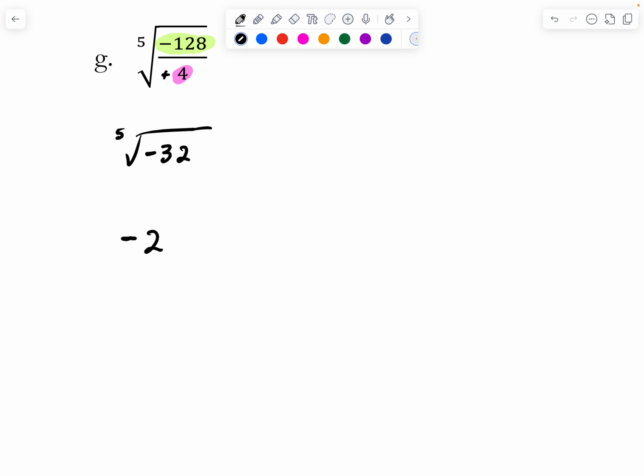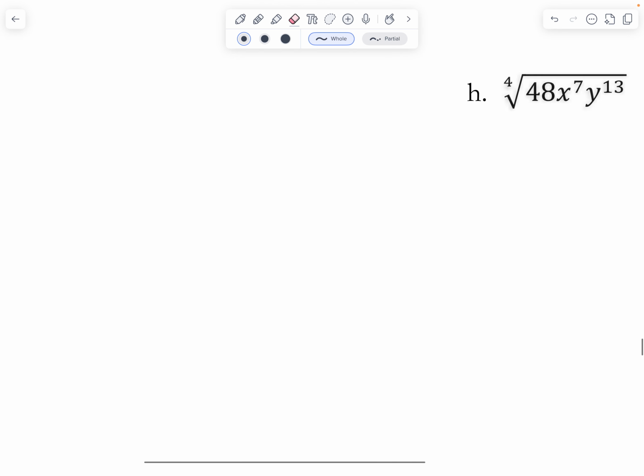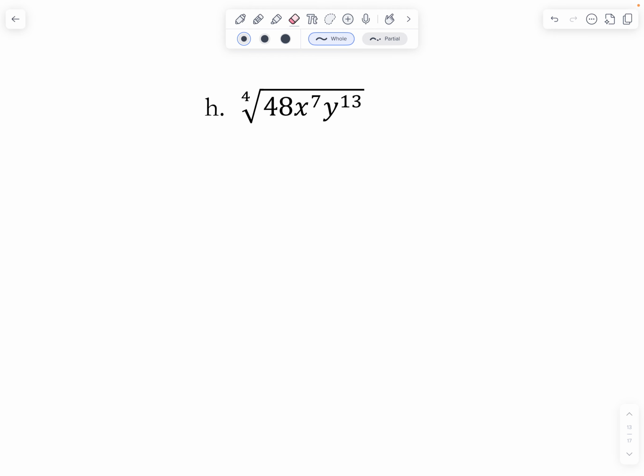And if you're having trouble with this, and you're like, whoa, there's a negative inside there, that's fine. Whenever the index is odd, you can have negatives inside radicals. Okay?